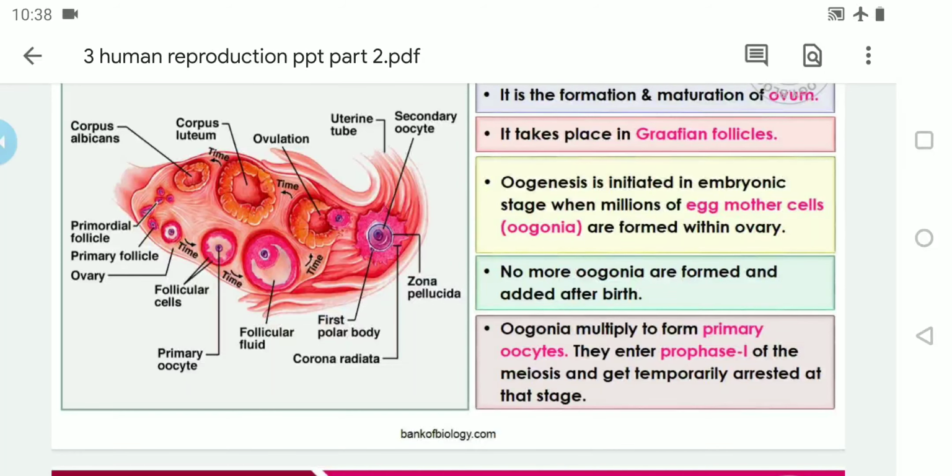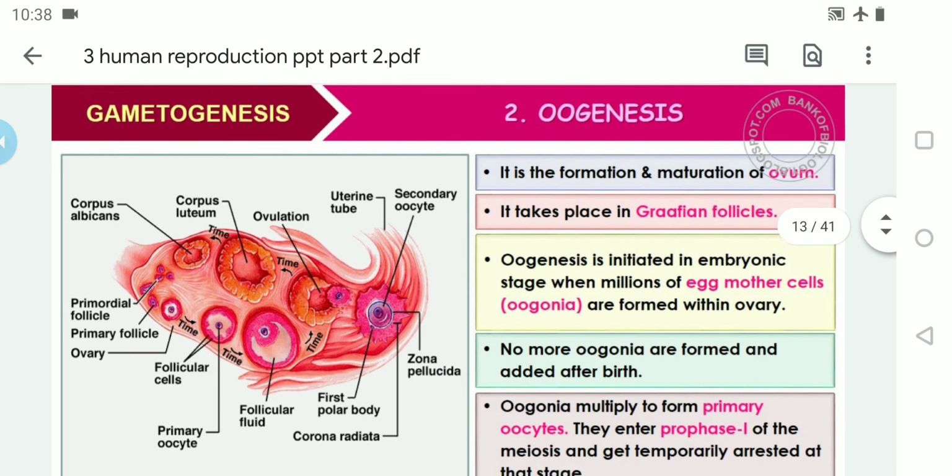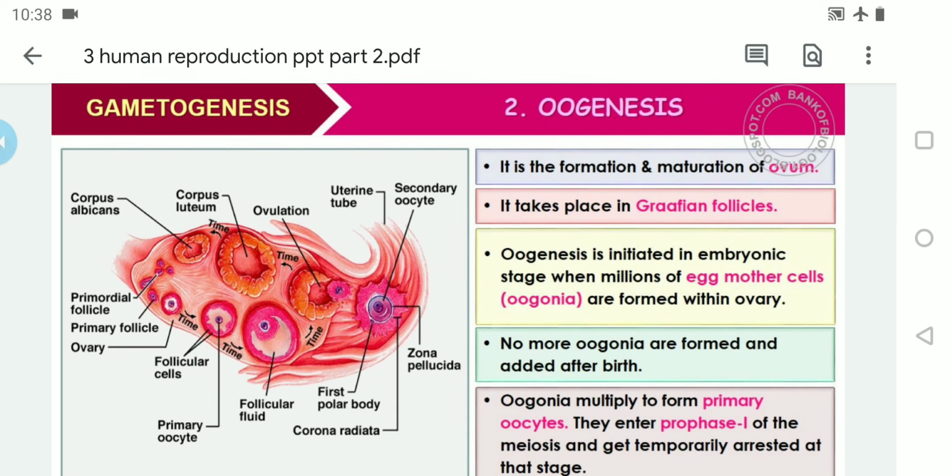Good morning, children. Yesterday we already started the discussion on gametogenesis. I told you what the meaning of gametogenesis is: the process of formation of gametes in gonads, or the primary sex organs, is called gametogenesis. It includes two types, namely spermatogenesis and oogenesis.